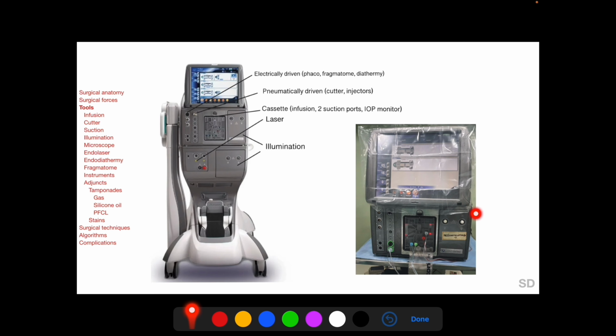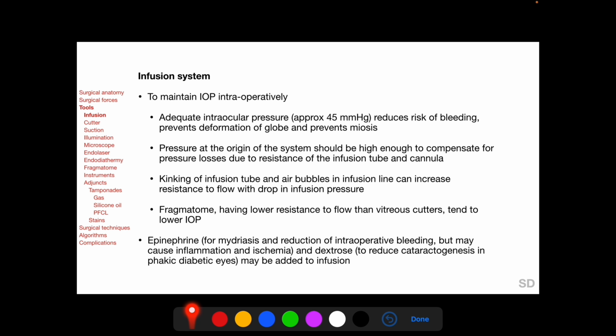This is a smaller but a very useful version of this equipment which lacks a laser module, and this photograph shows connected tubes for suction, infusion and vitreous cutter attached to their respective ports. The purpose of the infusion system is to maintain intraocular pressure intraoperatively, and an adequate intraocular pressure of approximately 45 mm of mercury reduces the risk of bleeding and prevents deformation of globe and miosis intraoperatively.